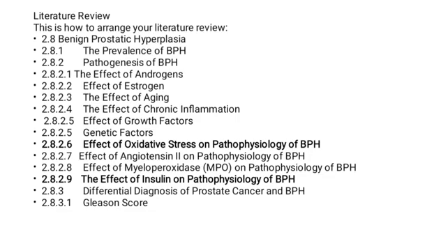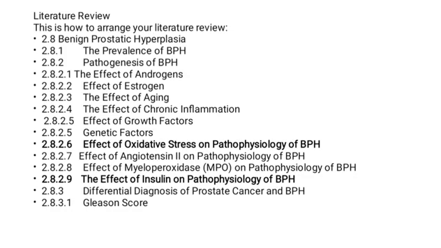Then 2.8.2.1 is under the pathogenesis of BPH. So you want to talk about pathogenesis, then talk about the effect of androgen, effect of estrogen, effect of aging. All of them are under the pathogenesis of BPH. That's why you see it having 2.8.2.1, 2.8.2.2, 2.8.2.3, 2.8.2.4. So that is how you arrange your literature review.